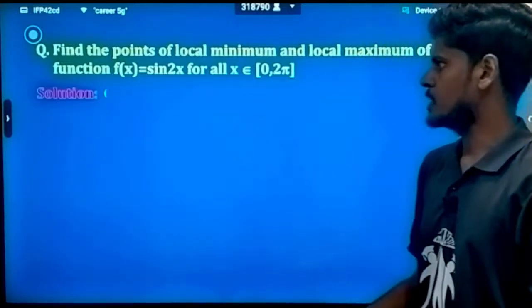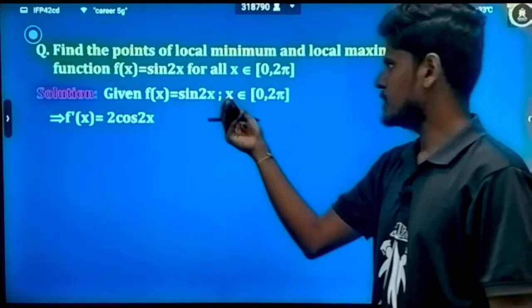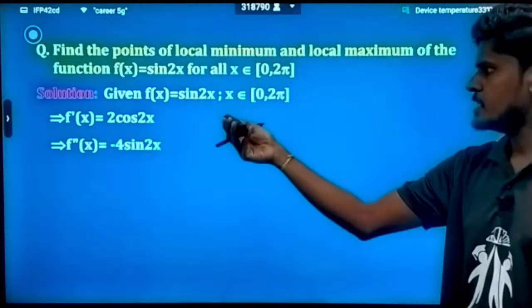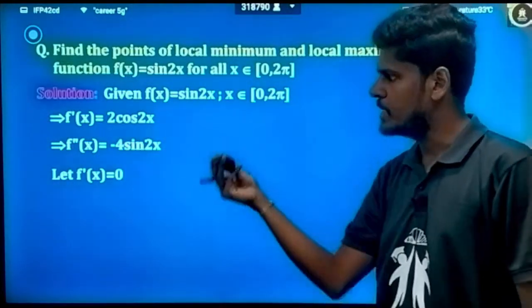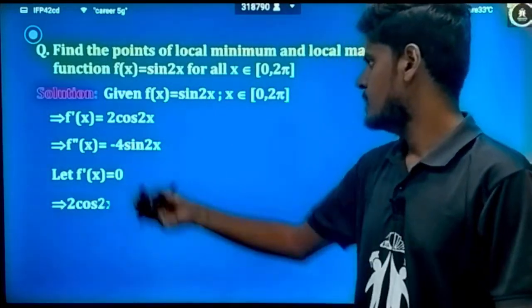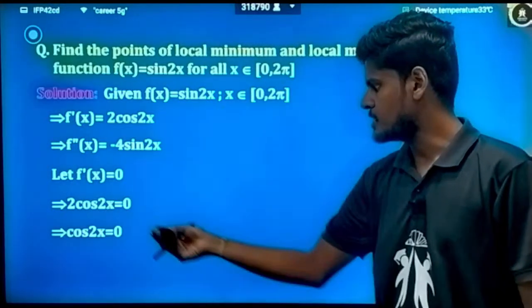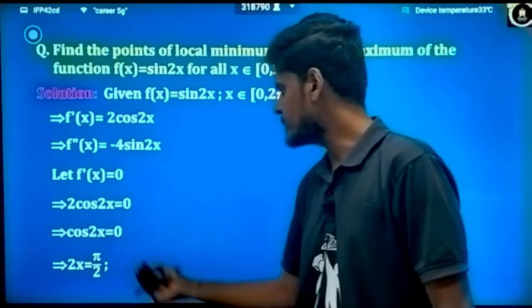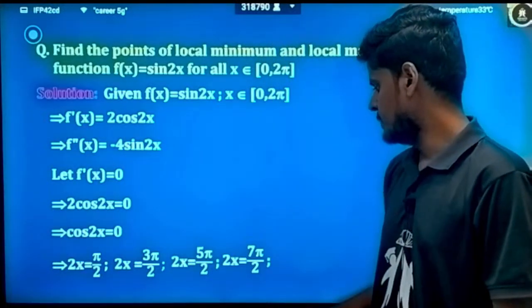Now we will see the solution. F of x is sin 2x, f dash is 2 cos 2x, f double dash is minus 4 sin 2x. F dash equal to 0 means cos 2x is 0, which means 2x is an odd multiple of pi by 2.